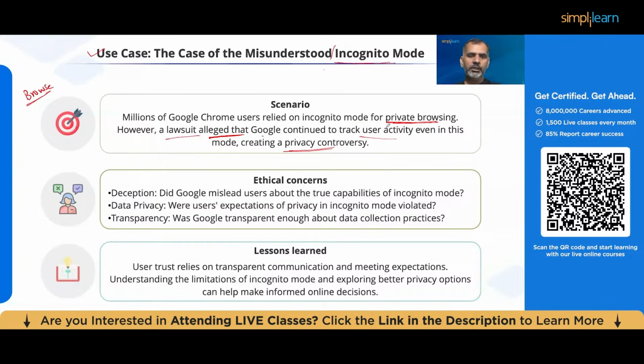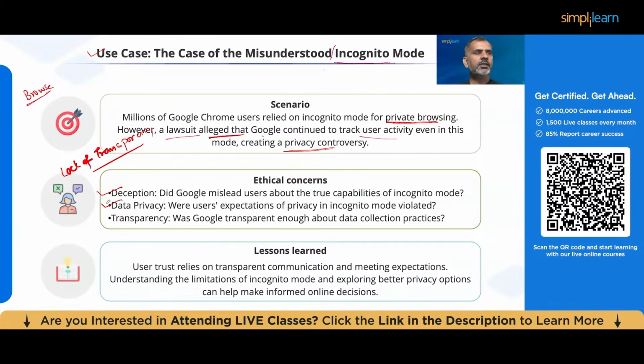So that is very important. And in that process, if you go with lack of transparency, this is what a lack of transparency looks like. The very first ethical concern is deception. Google misled users about the true capabilities of the incognito mode. Google has not made its users very much aware that even in incognito mode, some pieces of information are collected and some users' activities are tracked. That is what we call deception.